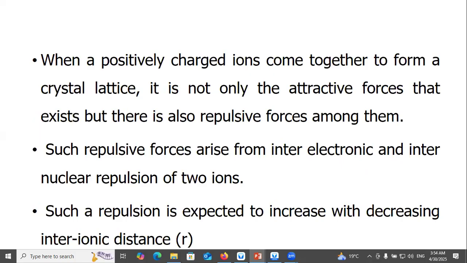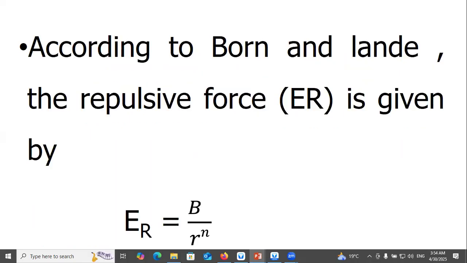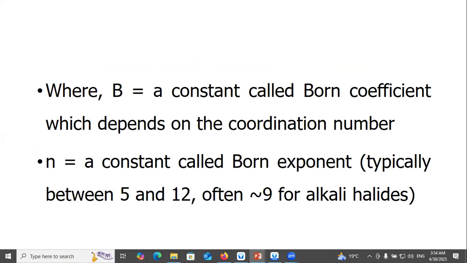When positively charged ions come together to form a crystal lattice, it is not only the attractive force that exists, but there is also repulsive force among them. Such repulsive force arises from interelectronic and internuclear repulsion of the two ions. Such a repulsion is expected to increase with decreasing interionic distance R. According to Landé, the repulsive energy ER is given by ER equal to B over R to the power n, where B is a constant called the Born coefficient, which depends on the coordination number, and n is a constant called the Born exponent, typically between 5 and 12, 5 to 9 for alkali halides.